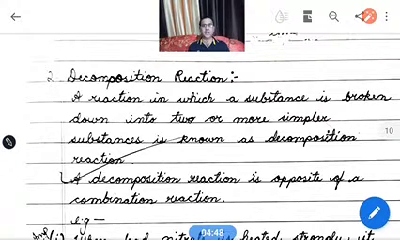A decomposition reaction is the opposite of a combination reaction. These both are opposite to each other. Why? Because in the combination reaction, two or more substances combine and form one single compound, but in the decomposition reaction, one compound simply breaks into two or more compounds. So that is why it is opposite to the combination reaction.